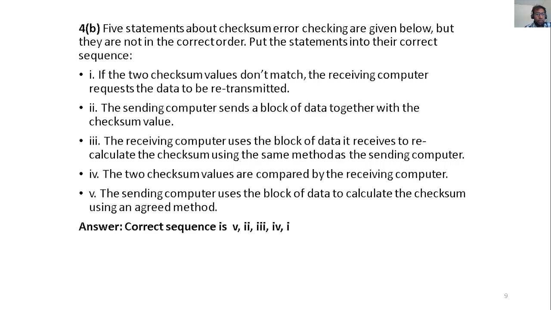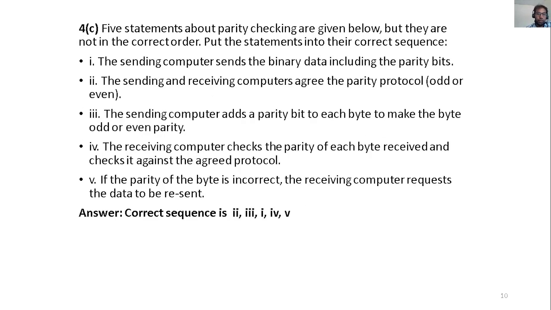And then we have the number 3 statement. The receiving computer uses the block of data it receives to recalculate the checksum using the same method as the sending computer. So what has happened? The sending computer first generated the checksum and then sent it, and then the receiver recalculated the checksum from the data. Then the two checksum values are compared, and if the two checksum values don't match, the receiving computer requests the data to be retransmitted.